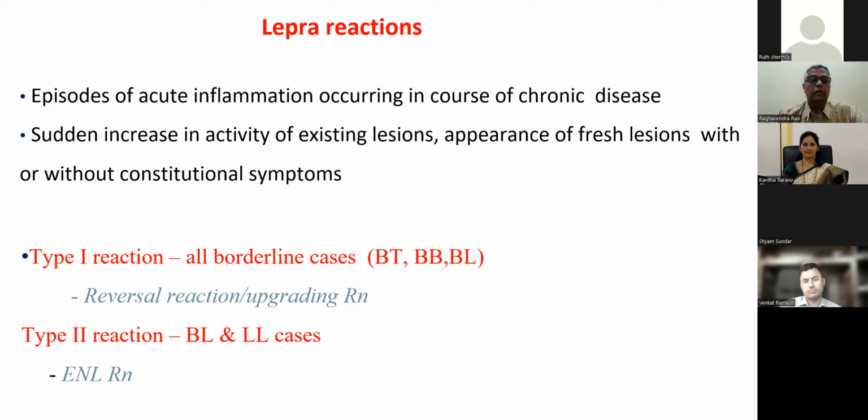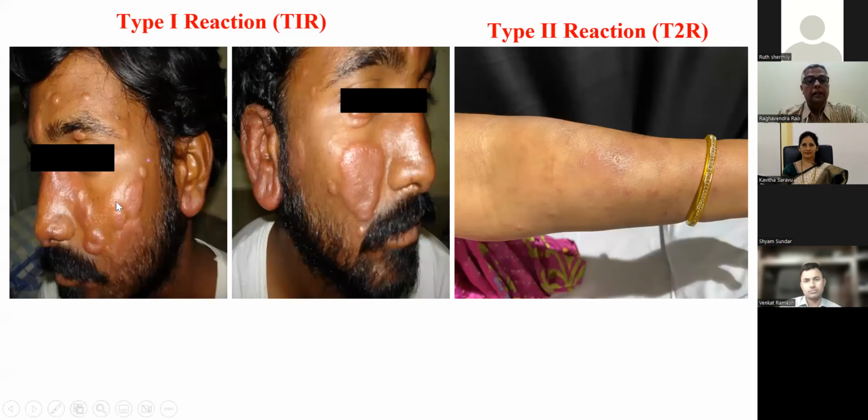The second type of reaction is called type 2 lepra reaction. One of the most striking manifestations of type 2 lepra reaction is erythema nodosum leprosum. So here you can see in the first two pictures multiple large erythematous lesions on the face as well as on the ear lobules. So this patient probably had hypopigmented lesions which went unnoticed, and suddenly he developed edema and erythema of the lesions. So this is a classical example of type 1 lepra reaction.